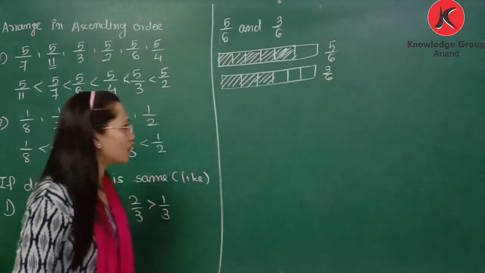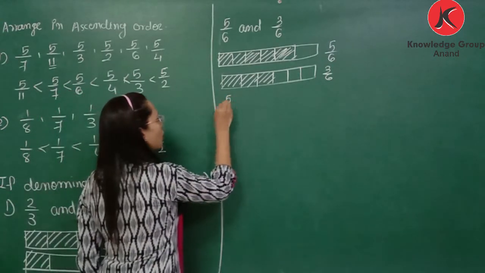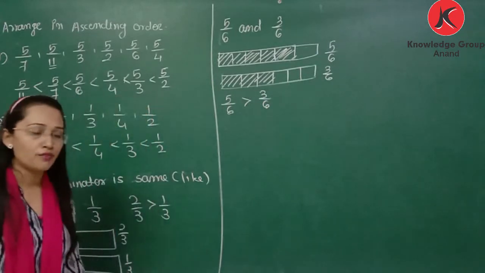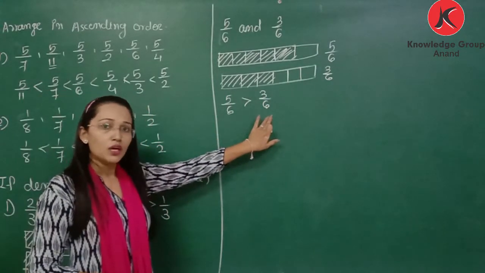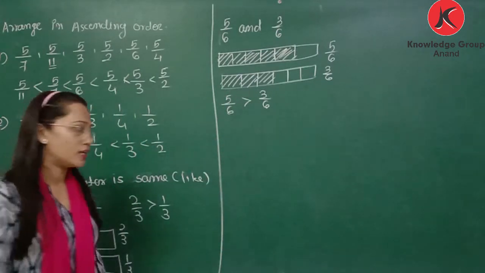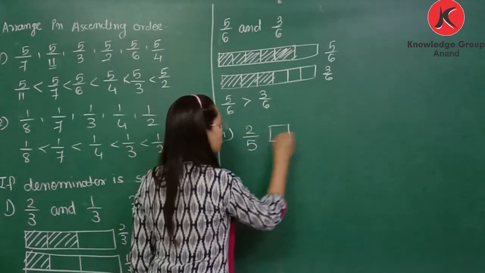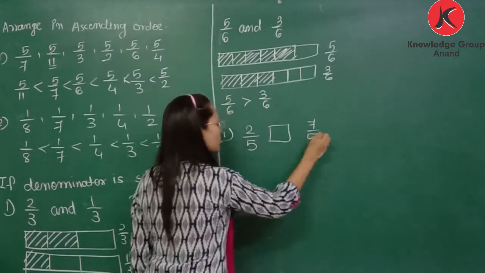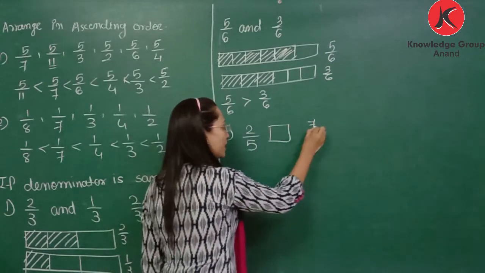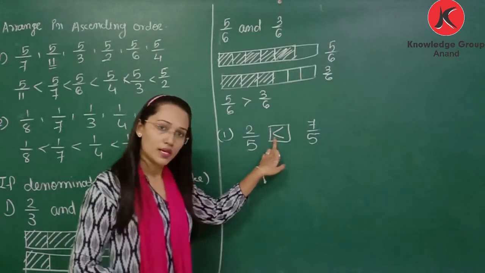Now can you see which one is the greater part? Of course 5 by 6 is shaded more. So 5 by 6 is greater than 3 by 6. It means whenever the denominator is the same, the numerator that is greater becomes greater. For example, 2 by 5 and 7 by 5. Now this is a like fraction. So which one is greater? 7 is greater. So here we will have less than.